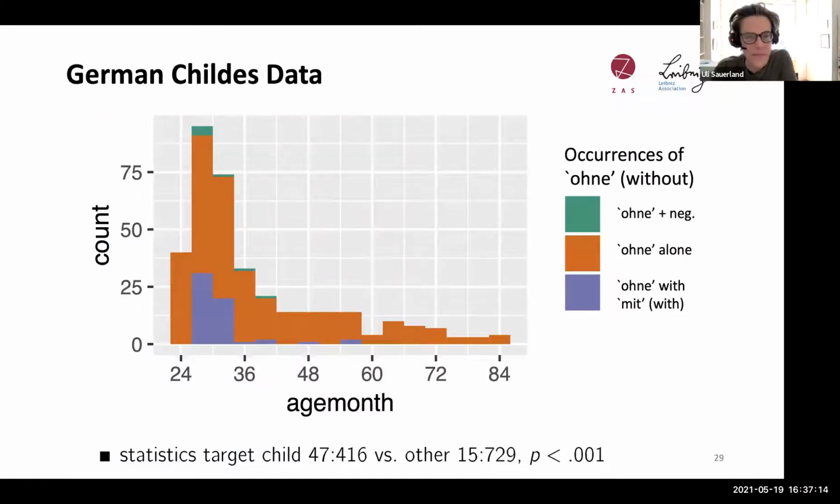And here's a data collection effort on the basis of the child corpora from German children. This shows all occurrences of the word "ohne" in German children, and the ones where "mit", the word for "with", precedes it are marked in purple. So you see that that's very frequent around the third birthday, but then basically disappears in children.